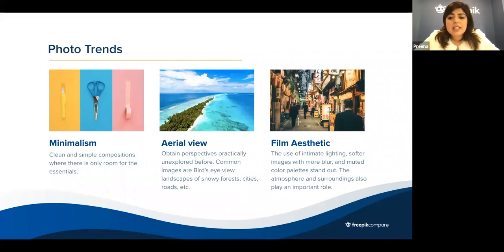Another trend is the film aesthetic, which gives us an image with a bit more of a cinematic mood, using actions and movement effects. In terms of aesthetics, what stands out is the use of intimate lighting, softer images with more blur, and muted color palettes. The atmosphere and the surroundings in these types of images play an important role.